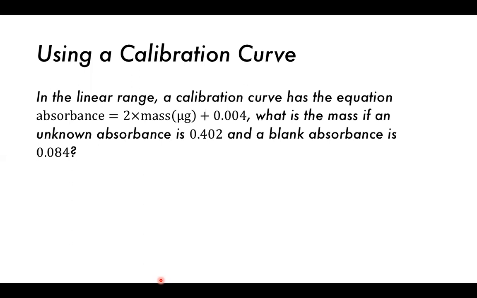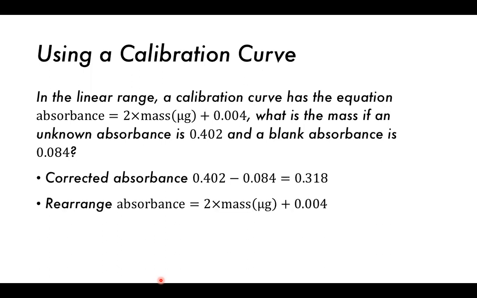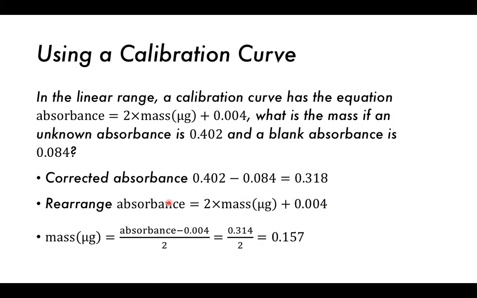So the reason why we're given the blank absorbance is so that we can get the corrected absorbance. So the corrected absorbance is going to be equal to 0.402 minus 0.084, which is going to be equal to 0.318. So then we can rearrange the y equals mx plus c curve for our calibration curve, so that we get it in terms of the mass in micrograms.